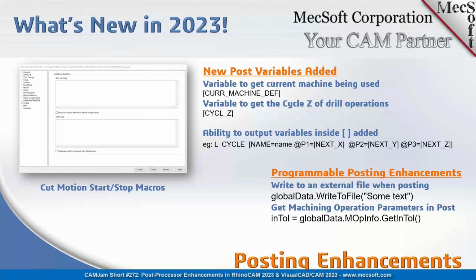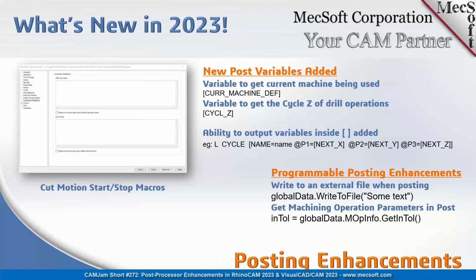So that's pretty useful. And then we've added some variables, not too many. Like current machine definition. Some customers wanted to have different post processors based on different machines that they were using, and so now, in combination with our RhinoCAM API, with the use of this definition, you can select the post processor programmatically rather than having to manually pick those post processors. And also we've added a cycle Z for drill operations. This was missing, and some users wanted that in certain drill cycles, so we've added that.